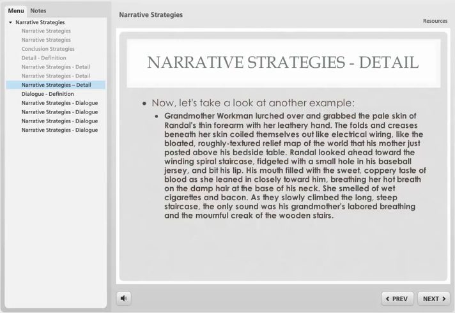Randall looked ahead toward the winding spiral staircase, fidgeted with a small hole in his baseball jersey, and bit his lip. His mouth filled with the sweet, coppery taste of blood as she leaned in closely toward him, breathing her hot breath on the damp hair at the base of his neck. She smelled of wet cigarettes and bacon. As they slowly climbed the long, steep staircase, the only sound was his grandmother's labored breathing and the mournful creak of the wooden stairs. What more do we learn about Grandmother Workman and Randall from this passage? How can we characterize each character? Are you better able to picture this scene in your mind?